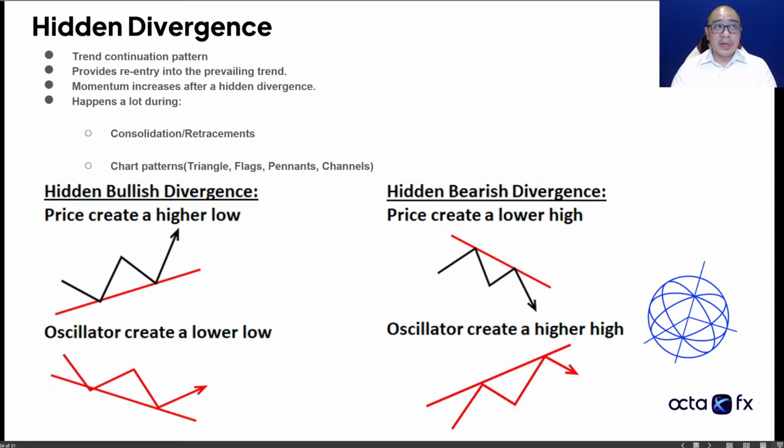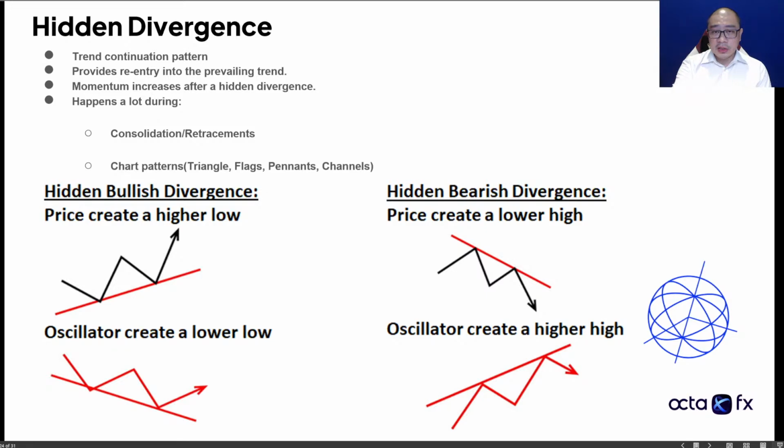Momentum will typically increase after a hidden divergence happens, and it does happen a lot during periods of consolidation or retracements. Very specifically, hidden divergences happen during the formation of chart patterns. It happens within a triangle, within a flag, within a pennant or a channel. You see hidden divergence when the market is forming a certain chart pattern. That's basically your cue there.